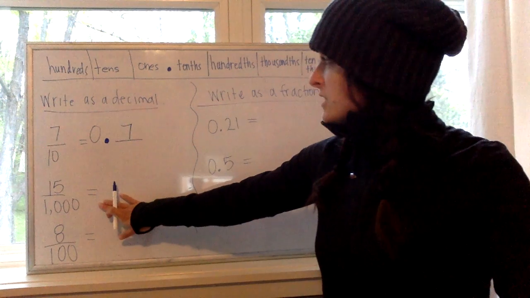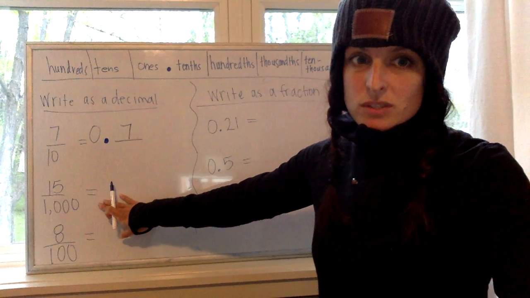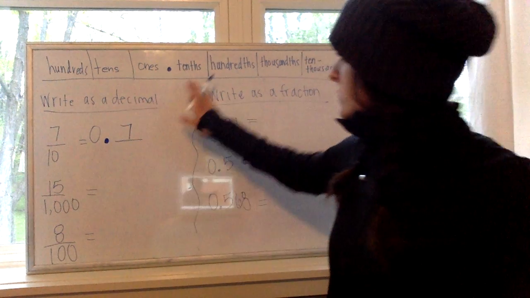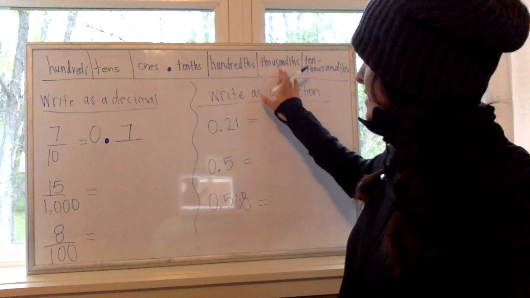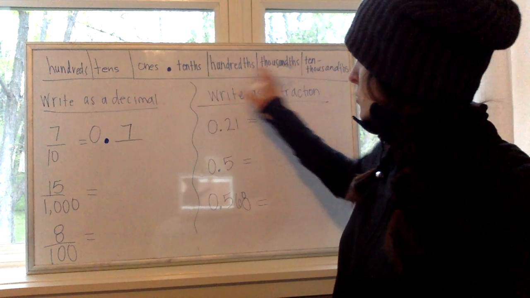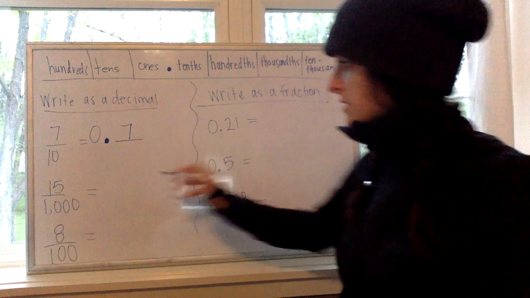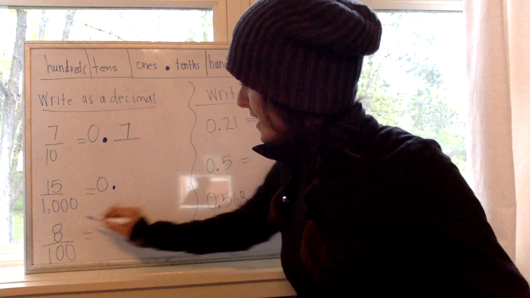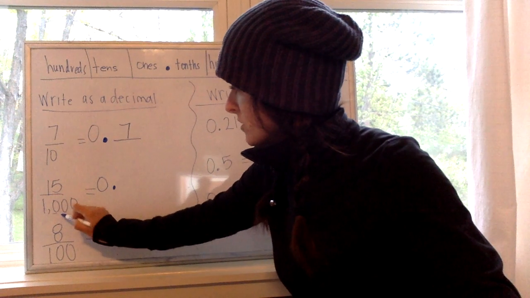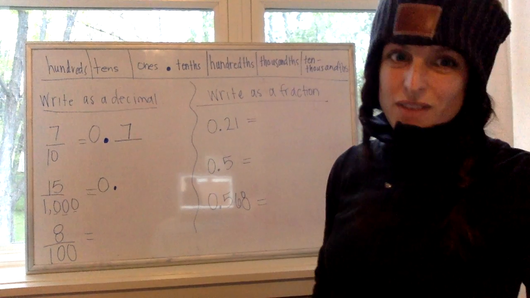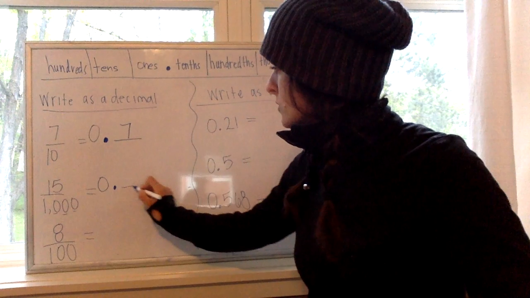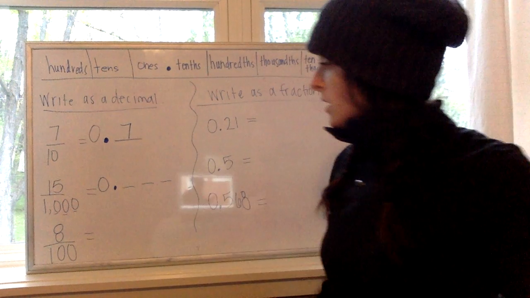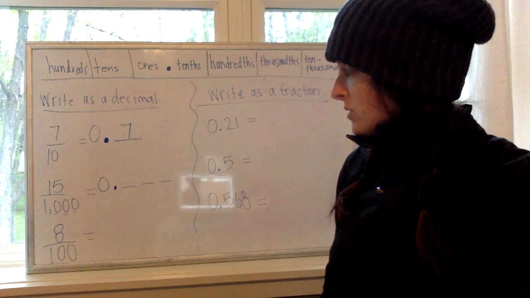The next one I have is 15 thousandths. Okay, so 15 thousandths, I have tenths, hundredths, thousandths, so that's 1, 2, 3 spots after my decimal. So I like to put my decimal here first. And I also can look at my zeros in my thousand, and I also have 3 spots. So what I like to do is make 3 digits here. And then I have 15 thousandths.